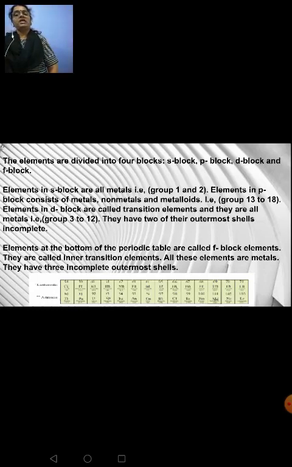Okay, but these lanthanides and actinides belong to the same group, called the third group. Their period number is different. Lanthanides belong to period number 6 and actinides belong to period number 7.